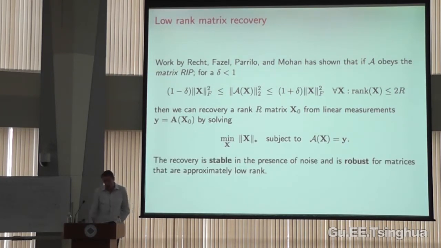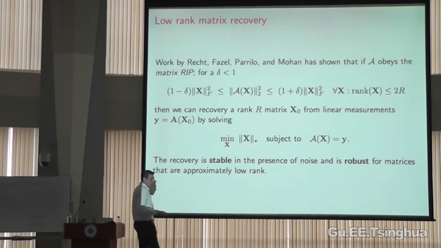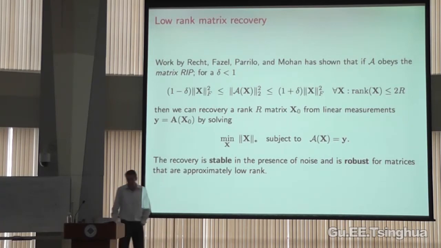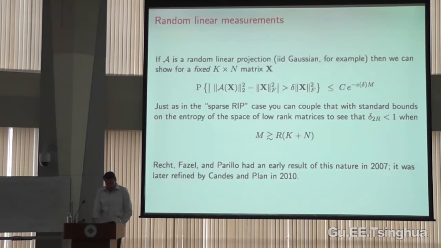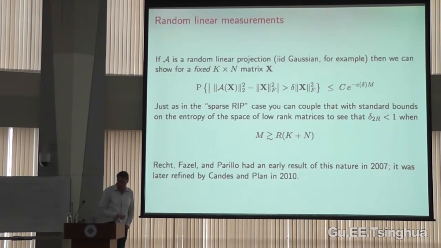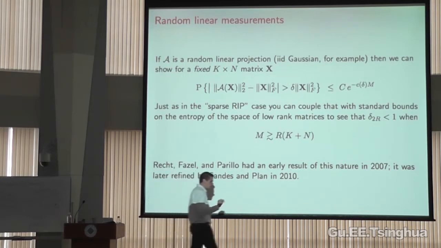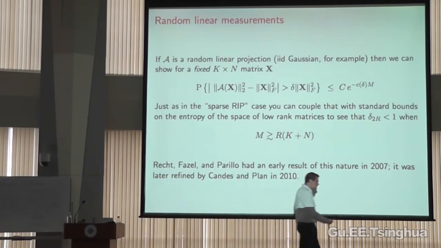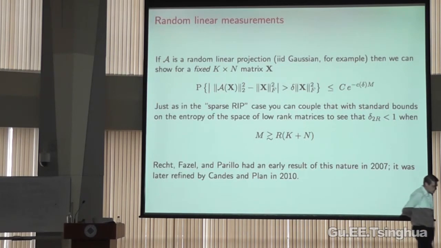It's also stable in the presence of noise and robust for matrices that are only approximately low rank, in exactly the same way that L1 recovery is robust for vectors which are only approximately sparse and stable when I add noise to it. And then at the end of the day, the question is, what kind of linear operators embed the space of rank 2R matrices? You can make this almost exactly the same as what we did in the last lecture. You can extend to doing rank R matrices.